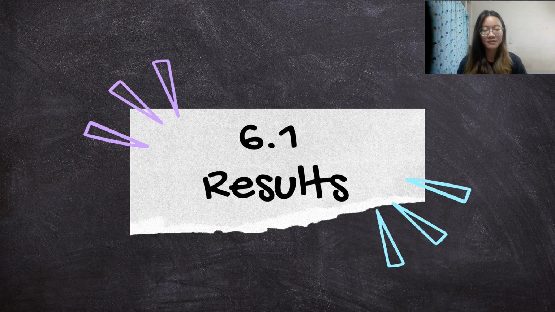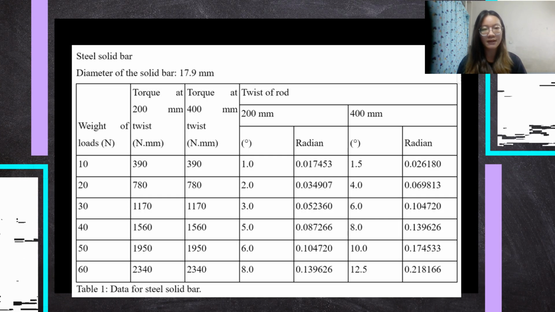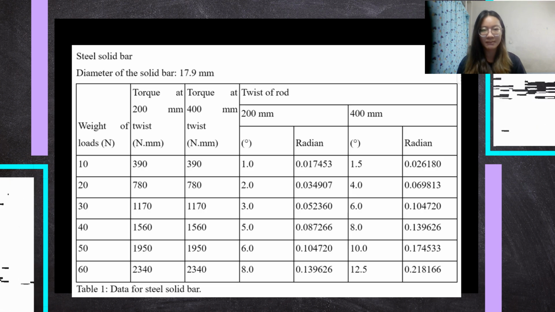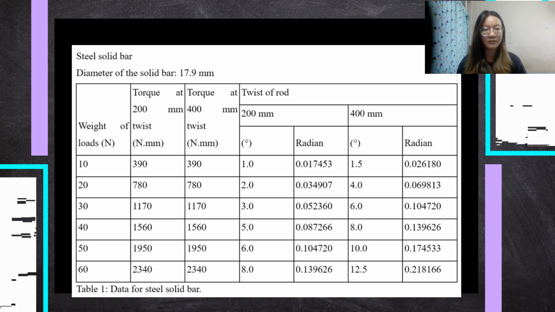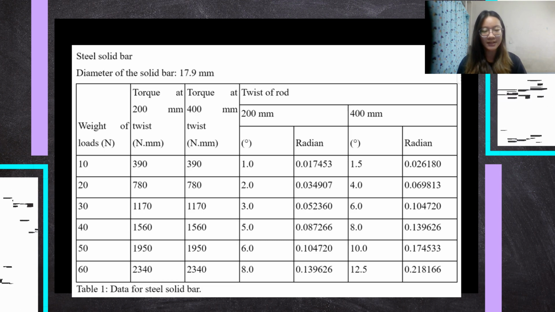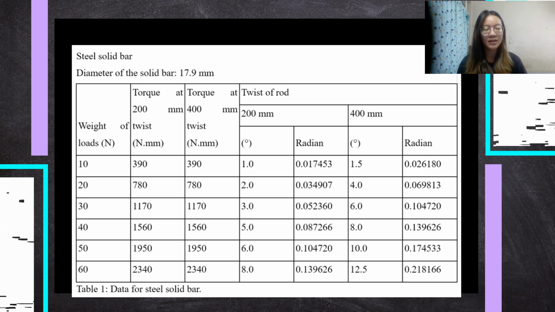I will present part 6.1, the results for this experiment. Table 1 shows the data for the steel solid bar. The diameter of the steel solid bar is 17.9 mm. When the weight of the load increased, the torque at 200 mm and 400 mm twist increased. The twist of the steel rod at 200 mm and 400 mm increased.